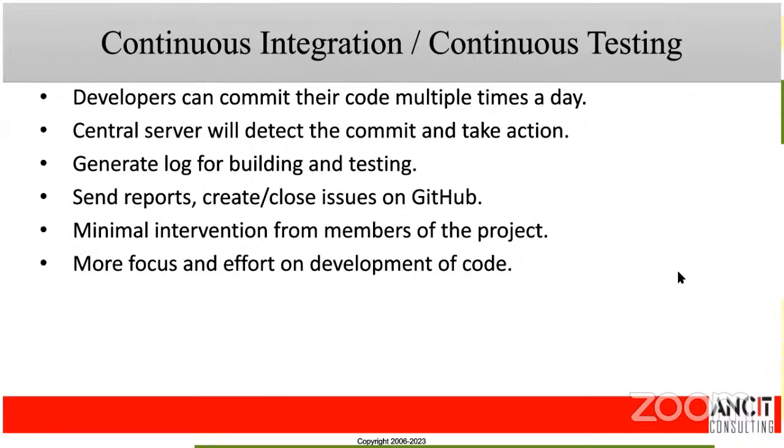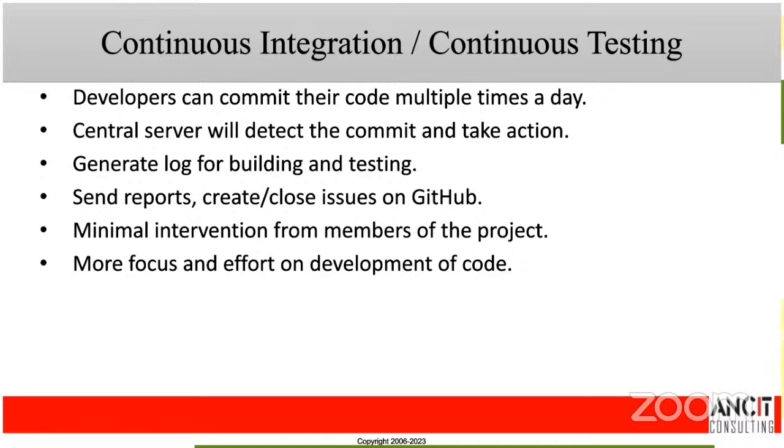The developers can commit their code multiple times a day. You will be sitting in some corner of the world, and you can commit your code. You don't have to worry about whether or not it's in clash with somebody else's code, who's working on the same project and trying to develop the code. The central server will detect the commit, and then it will take action. In today's webinar, the action we are discussing is that it will build the code and then flash it onto our end device.